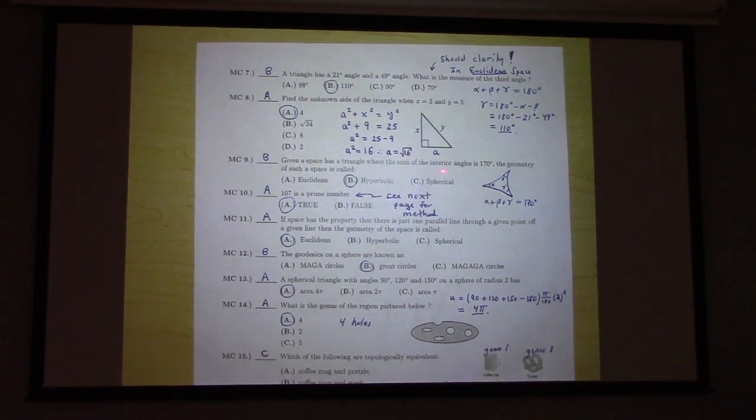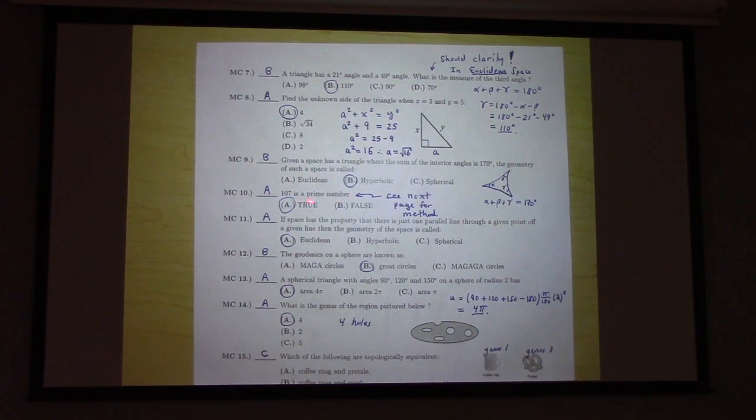This one here, if the sum of the interior angles is 170, we learned that that's characteristic of hyperbolic space. So that's a hyperbolic space. So what's the story? If the sum of the angles is less than 180, it could be hyperbolic. If the sum of the angles in the triangle is 180, it's Euclidean. If the sum of the angles in the triangle is larger than 180, that would happen in a spherical geometry or in an elliptical geometry.